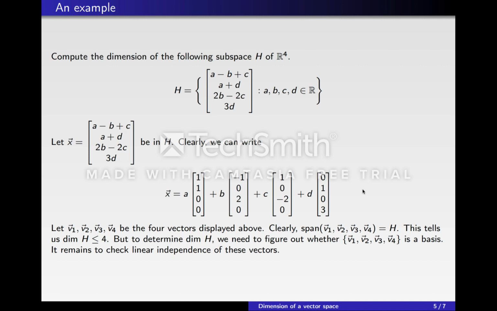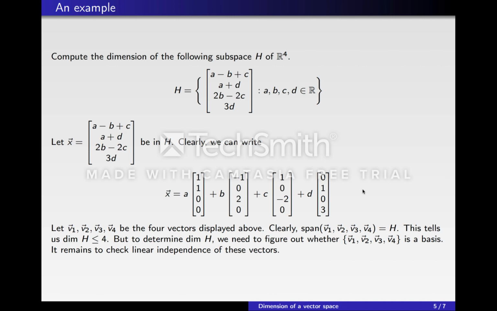Let's call those vectors V1, V2, V3, V4. Well, clearly the span of V1, V2, V3, V4 is all of H, because any X is a linear combination of these four vectors. So that tells us that you have a set of four vectors that spans all of H. So the dimension of H has to be at most 4.